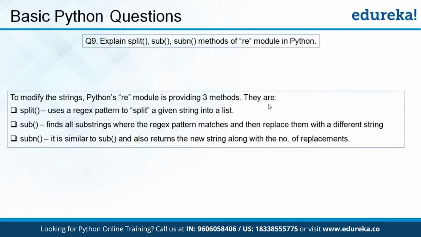Now, when it comes to regular expressions in Python, how do we do various things? We've got the re module. Split uses a regex pattern to split a given string into a list. Sub will find all the substrings where the regex pattern matches and replace them with a different string. And subn will replace like sub does, but it will also give you how many replacements happened.